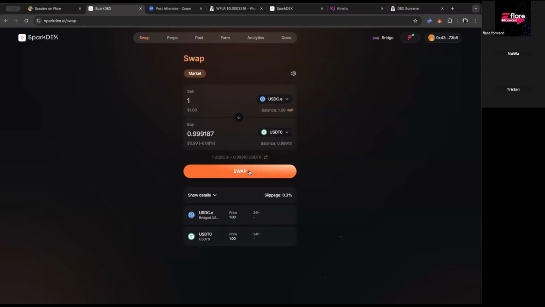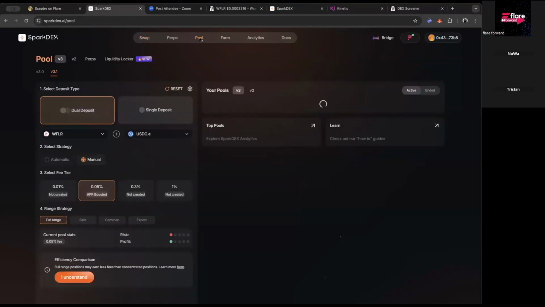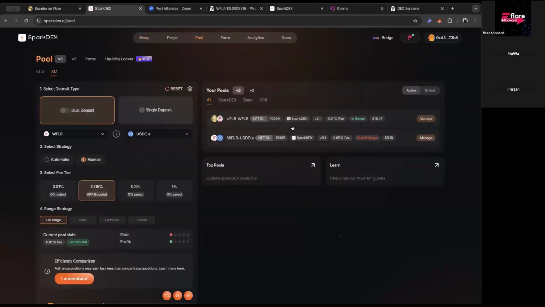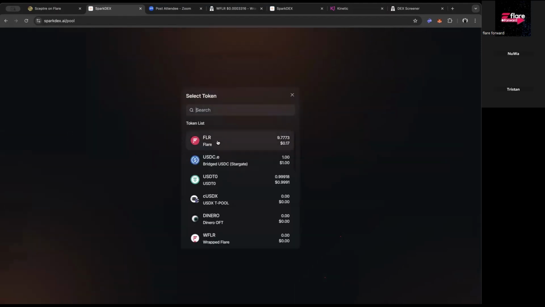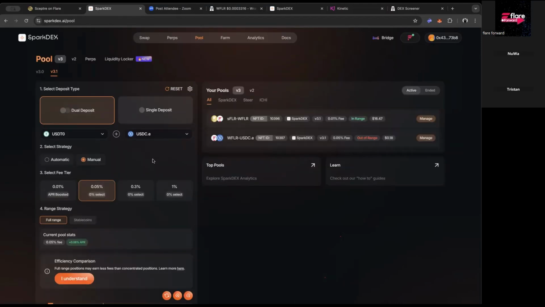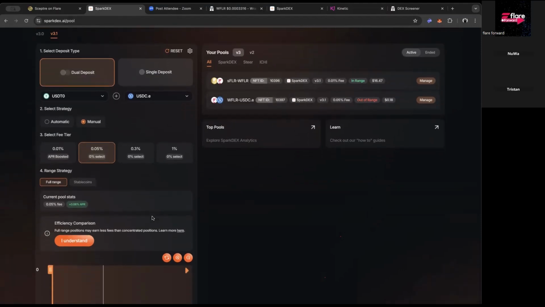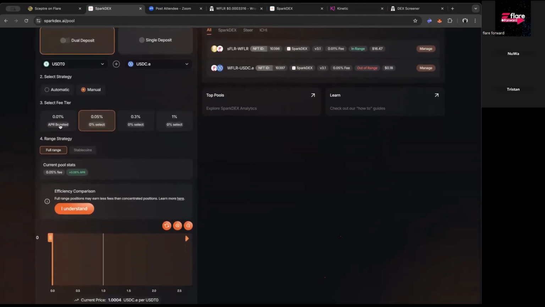Go to pool. Yeah. And then press USDT0 and USDC on the left, on the pairs. Right here. USDT0. Does it matter which one's which? No, it's fine. And then APR-boosted. So it's always APR-boosted with stable coins.